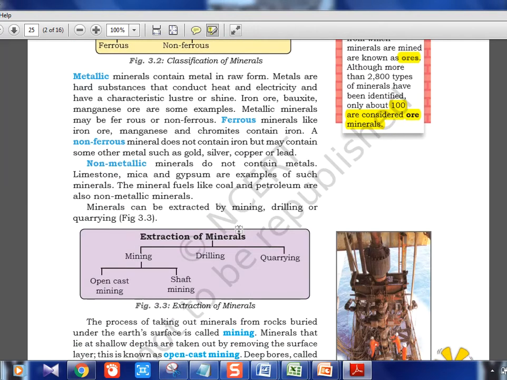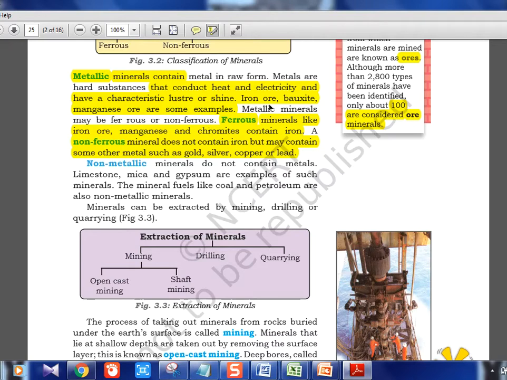Metallic minerals contain metal in raw form, and here not much importance is given to conducting heat and electricity; they are just telling there are differences between all the minerals. Ferrous minerals like iron ore, manganese, chromite contain iron. So for ferrous minerals you can tell examples: iron ore, manganese, chromite. A non-ferrous mineral does not contain iron but may contain some other metal like gold, silver, copper, lead. These are non-ferrous. So for ferrous, non-ferrous, metallic, for all these things you should know examples at least.